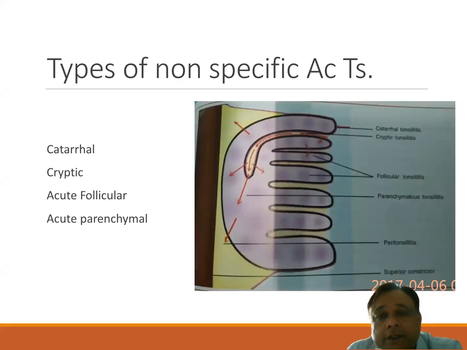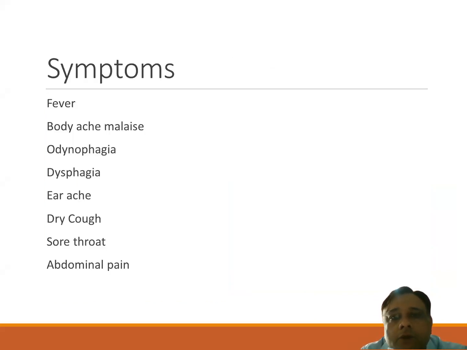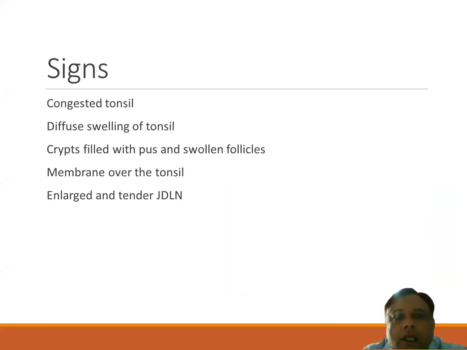Types of non-specific acute tonsillitis are catarrhal, cryptic, acute follicular, and acute parenchymal and ulcerative. These are the clinical types of acute tonsillitis. The most common symptoms of acute tonsillitis are fever, then body ache, malaise, odynophagia, dysphagia, earache, dry cough, sore throat, abdominal pain, and halitosis. Signs most commonly are congested tonsils.